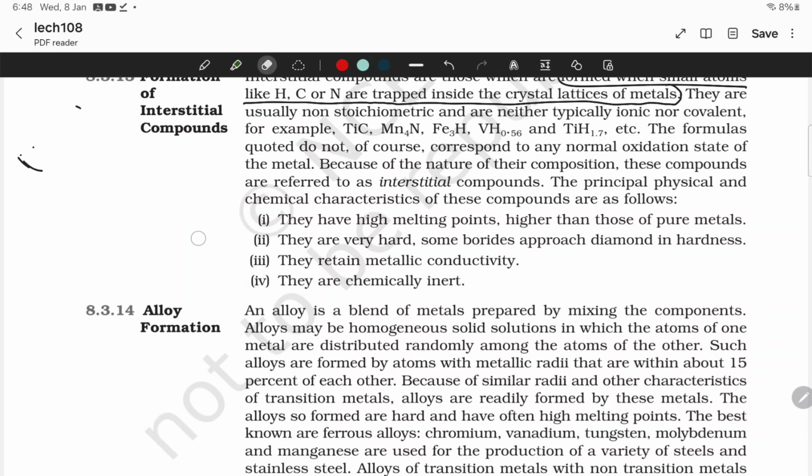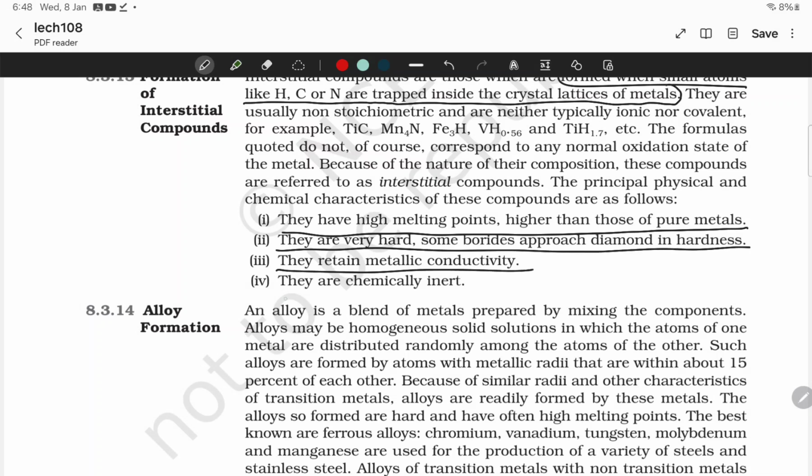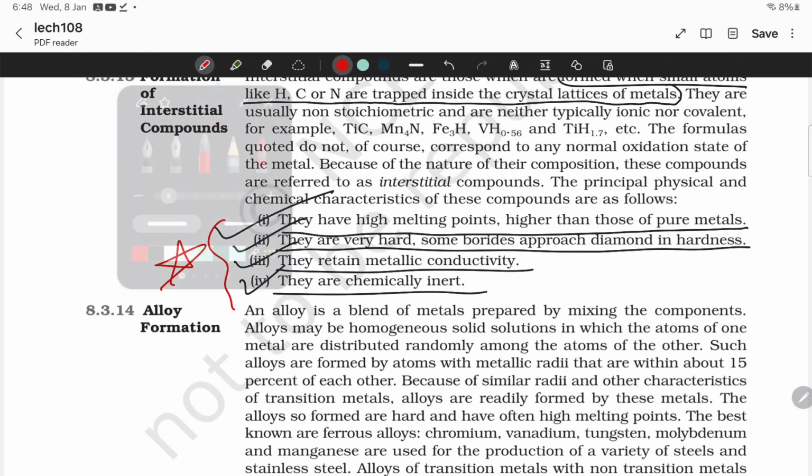The speciality of these interstitial compounds that we should learn: they have high melting points, higher than the pure metal. They are very hard. They retain metallic conductivity. They are chemically inert. These four things you should learn. That's what you have to learn. Okay.